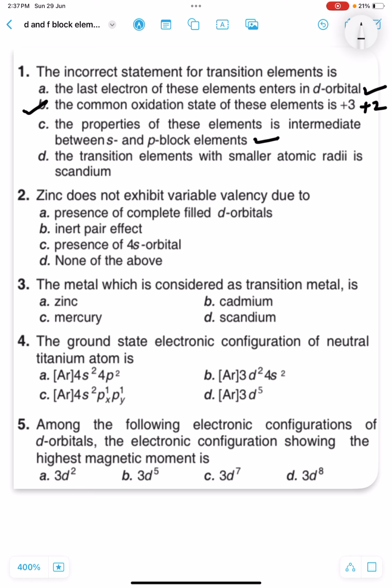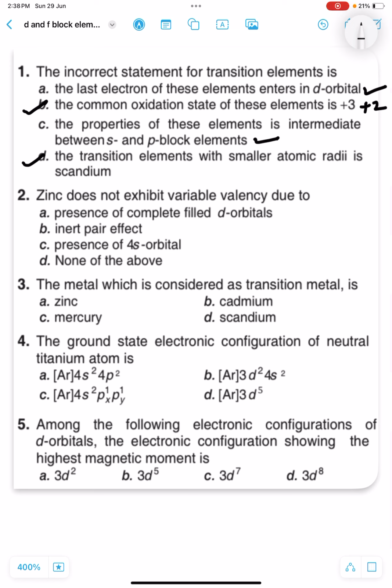The transition element with the smallest atomic radius is scandium. This is an incorrect statement because scandium is the first element of the 3d transition series. And we know that when we move from left to right in a period, the atomic size decreases. It means scandium has a comparatively larger size than the rest of the transition elements in the 3d series. Correct? So two statements are wrong in this first question.